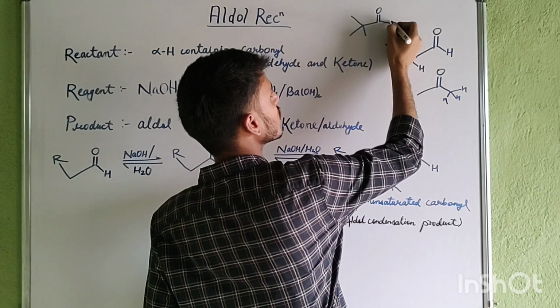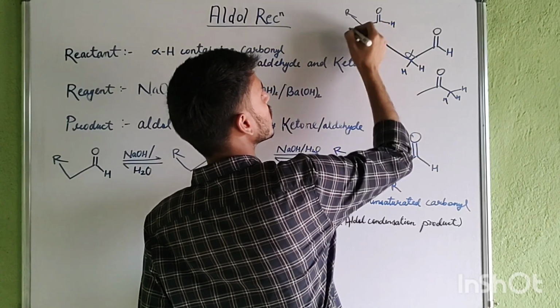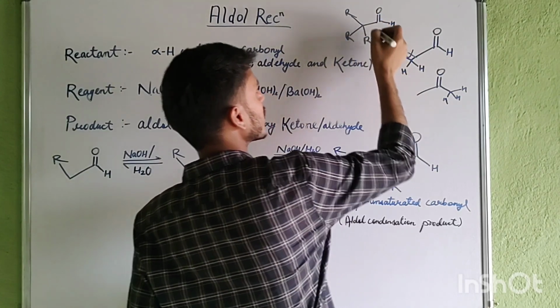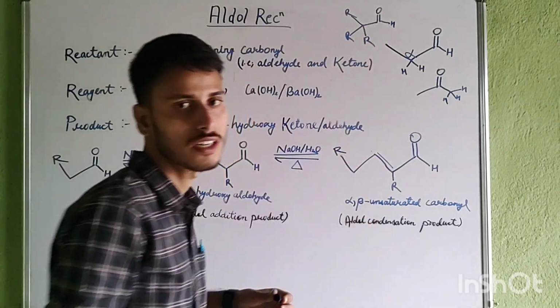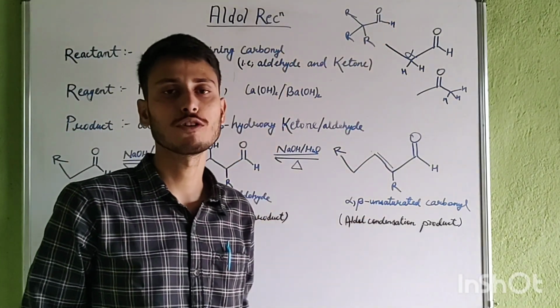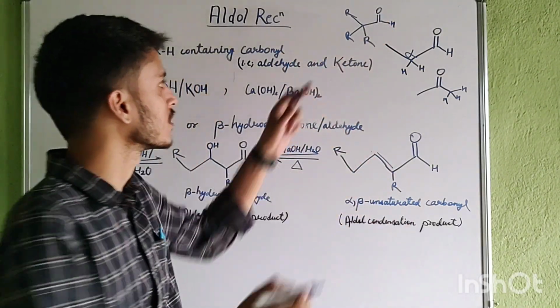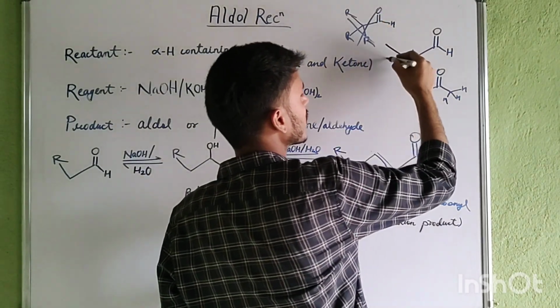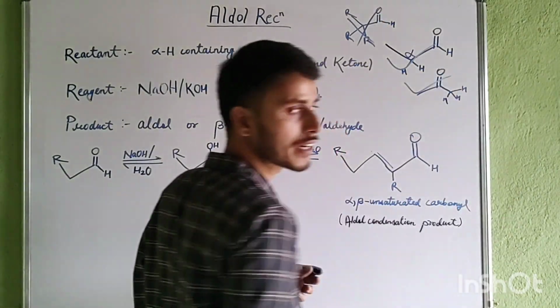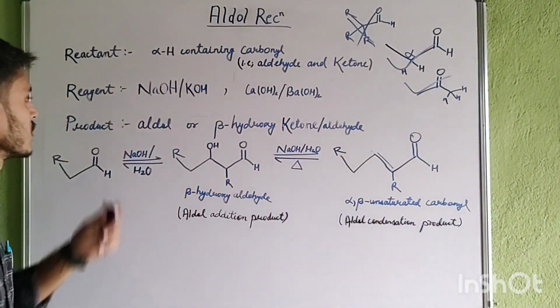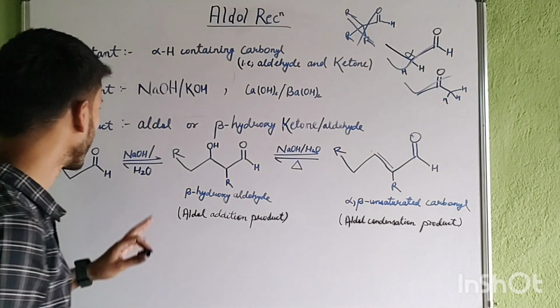but we cannot take any compound, any aldehyde or ketone that is not having alpha hydrogen. Suppose these are 3 carbon atoms attached to this alpha carbon. This is not having alpha hydrogen, so we cannot use this. We cannot use this, but we can use this and this.